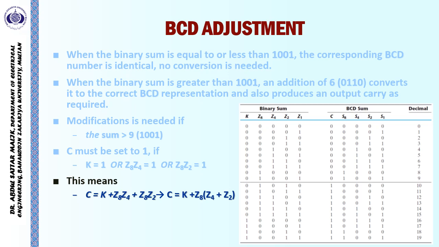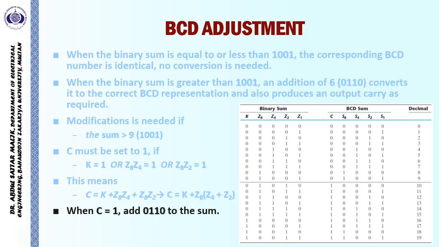So this means if C is equal to K plus Z8 Z4 plus Z8 Z2, then the carry can be adjusted and we can add 6. When C is equal to 1, add 6 to the sum and the result will get converted into BCD. So here is the circuit.